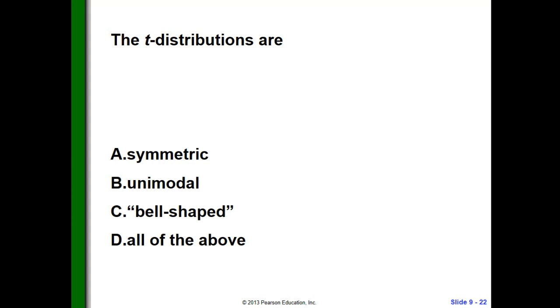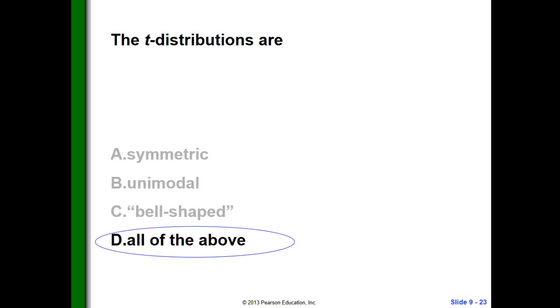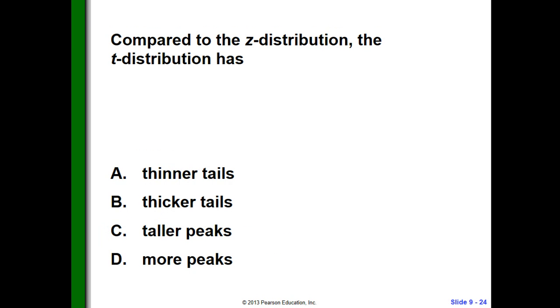The t-distributions are symmetric, unimodal, and bell-shaped. This sounds a whole lot like a normal distribution, and it is like a normal distribution, except it's a little bit flatter and the tails are thicker. There's a little bit more uncertainty in a t-distribution than a normal distribution. All of these are correct. Compared to the z distribution, the t distribution has thicker tails and a lower peak.